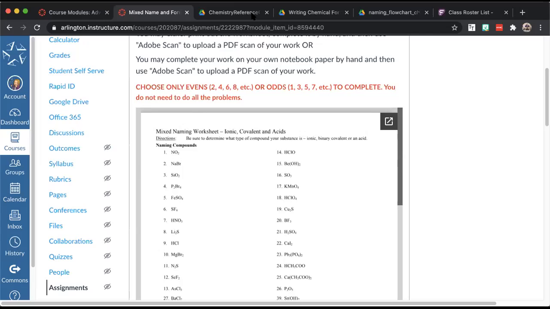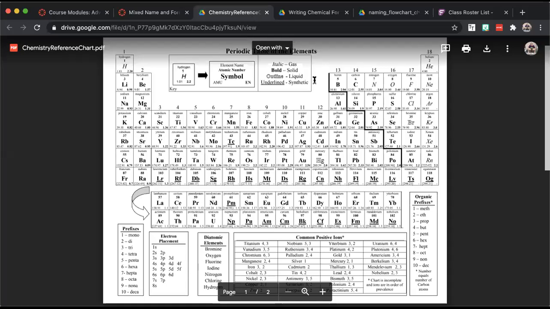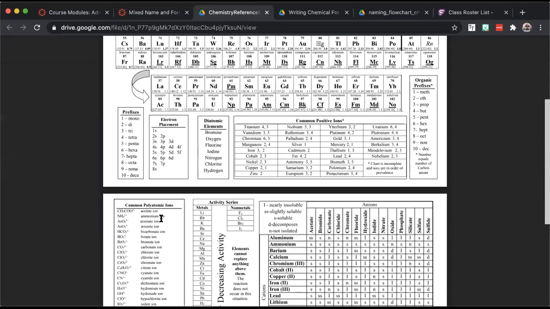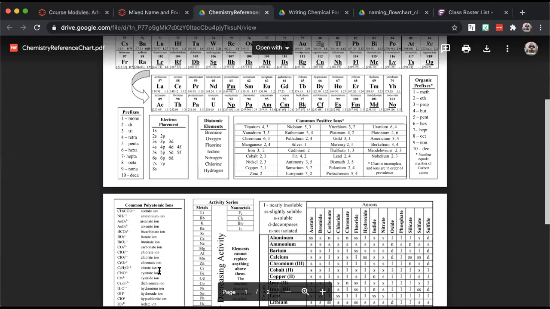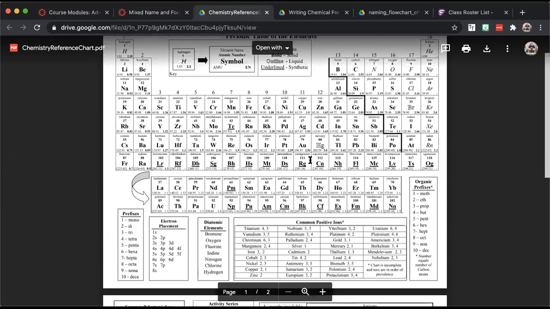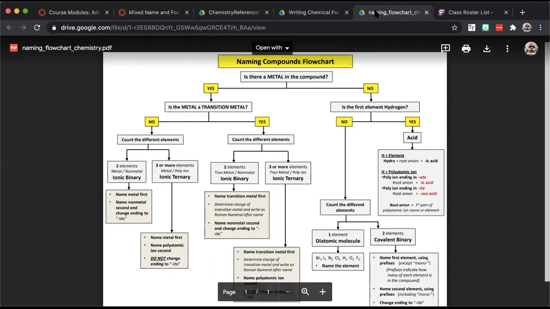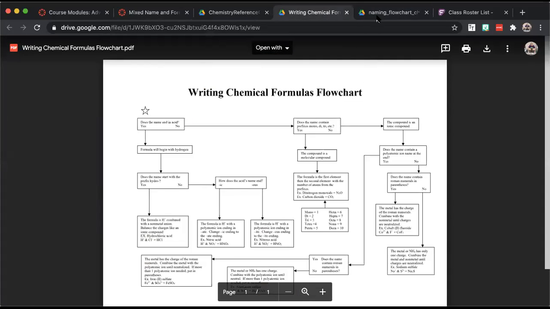But what I want you guys to do is have open your reference chart, which is this, so that you can easily look up polyatomic ions. You can easily look up element names and symbols and prefixes. And then I also want you to have both of these flowcharts open. Okay, you can have the Canvas page open if you don't want to open them separately.